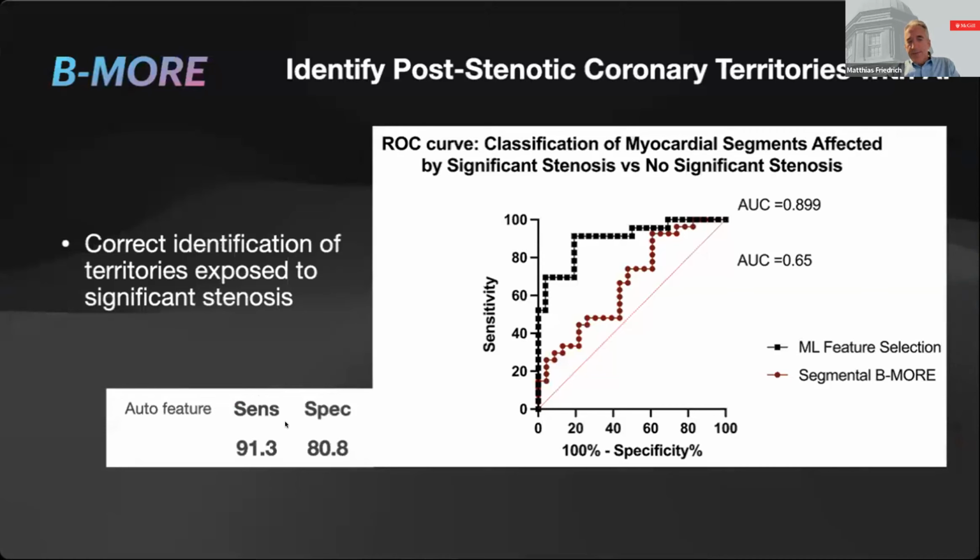So while the specificity is 80.8%, which is still very good compared to other imaging modalities, the sensitivity is outstanding, with an area under the curve of 0.899. So this is just to provide a little bit of the background of what we can do with BMOR, or the breathing enhanced oxygenation sensitive imaging.